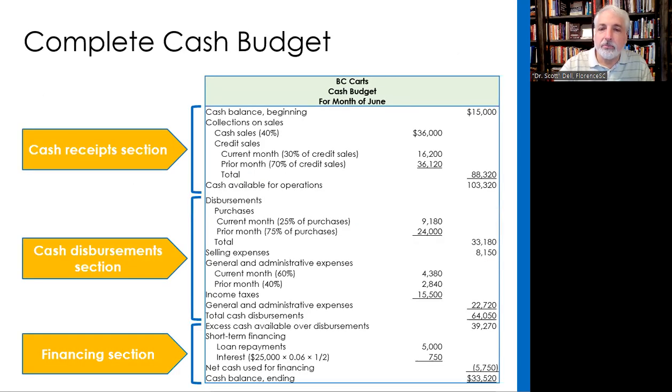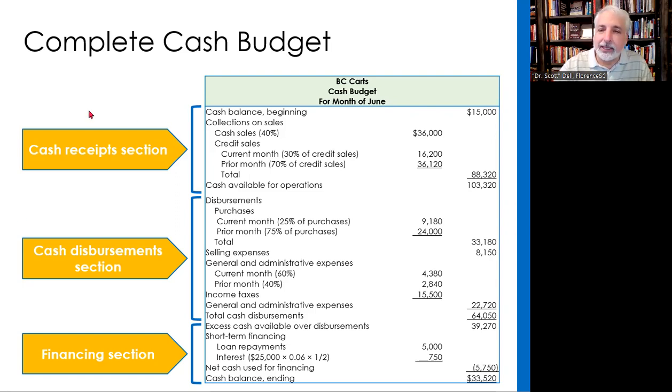So here is a complete cash budget. Cash receipt section based on our sales and our receivables collections. A cash disbursement section based on the checks we're going to write, we're going to pay as we go. And then the financing section. And we have interest associated with that. So we have a complete cash budget here.